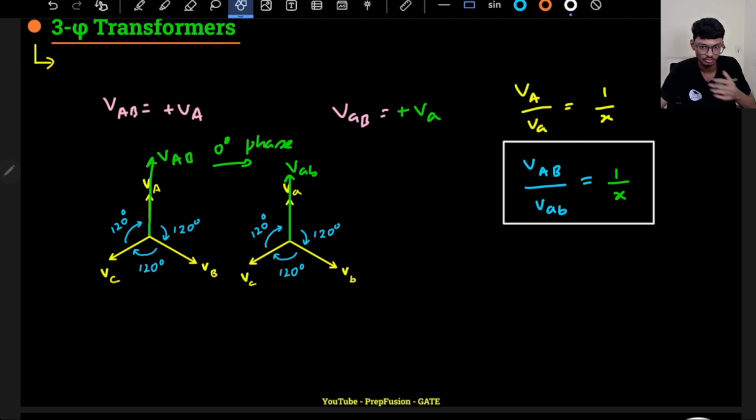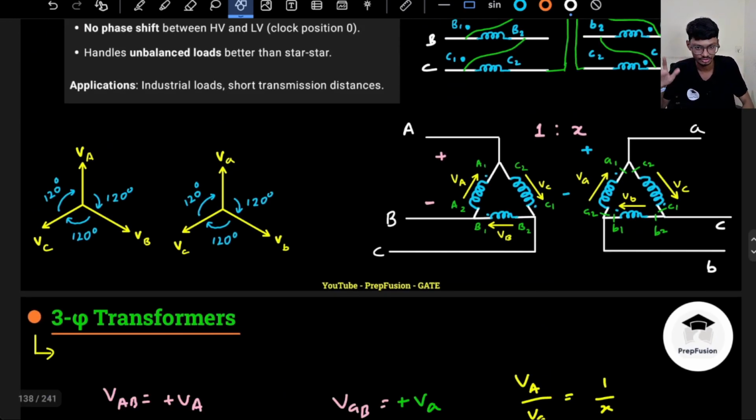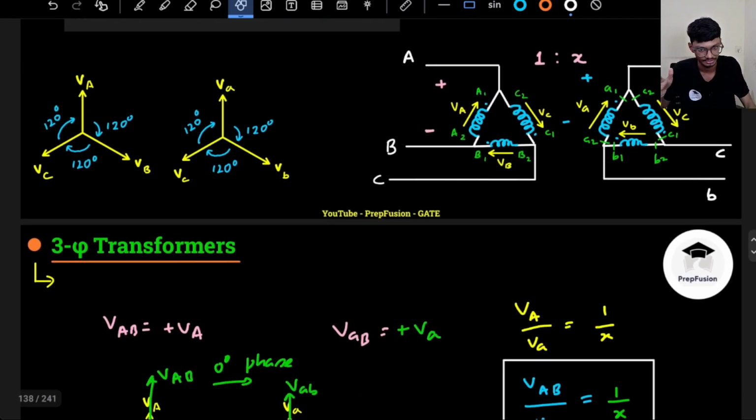There is no factor of root 3 here. For star-star and delta-delta, there will not be any change in the actual ratio of line voltages because no conversion is happening. But we will see in star to delta and delta to star, there will be changes.